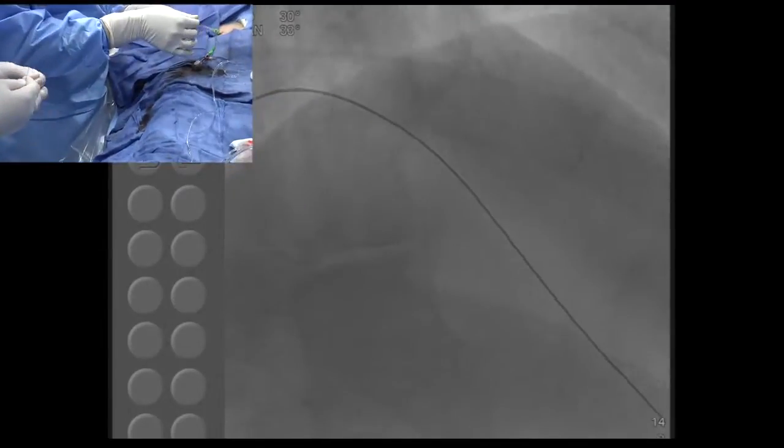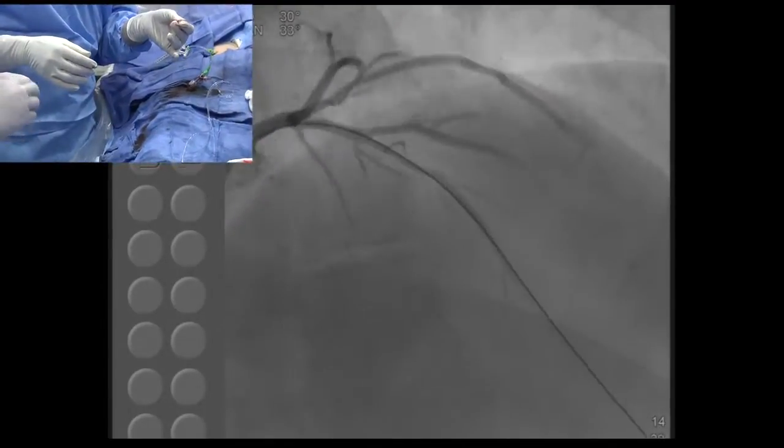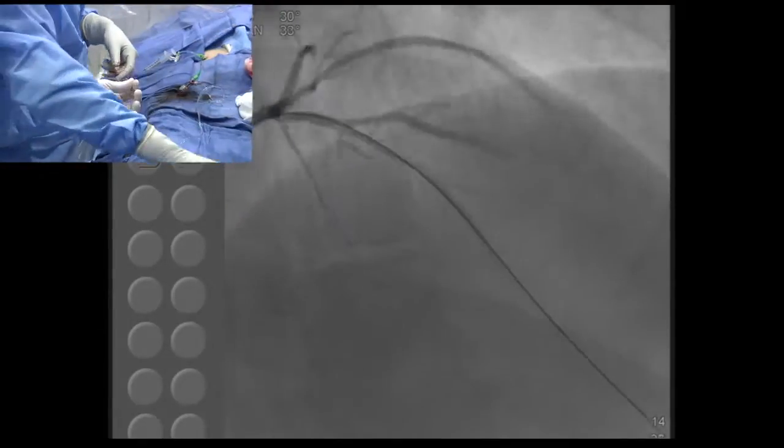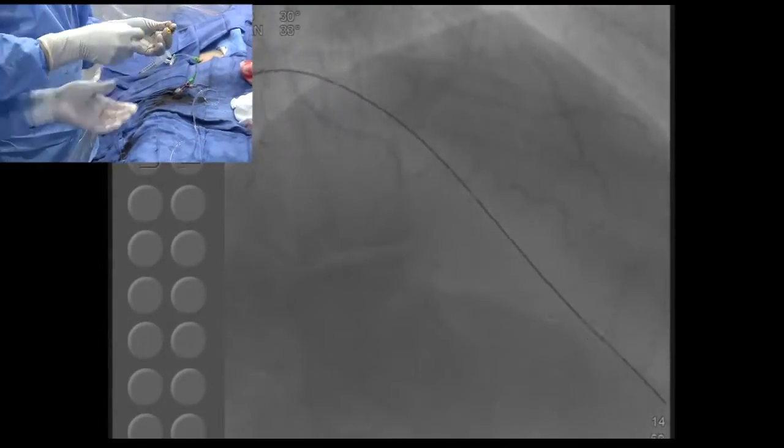I think all this process is very complex. No, go side by side, right? We're going to just put a stent now after you go side by side.